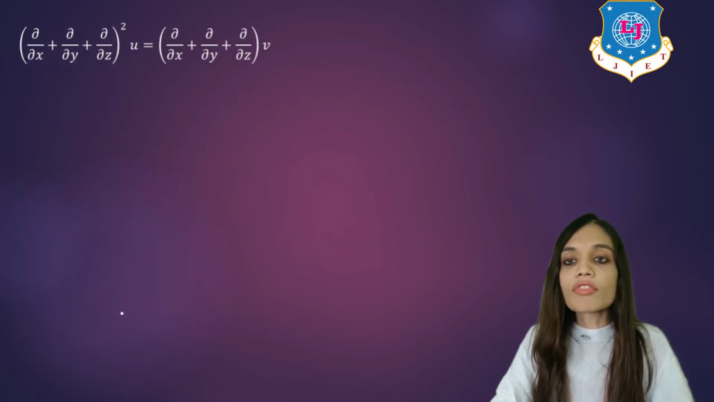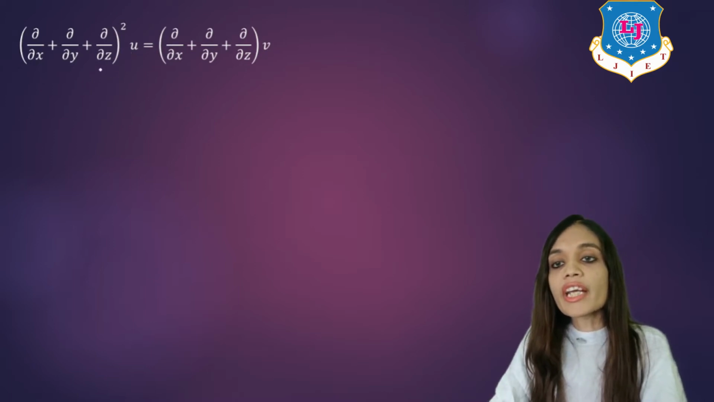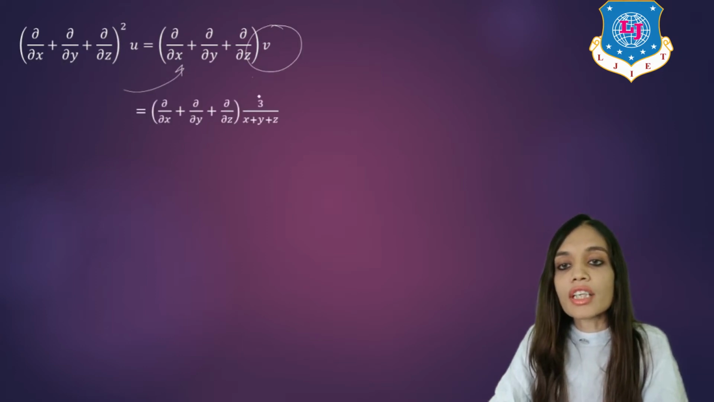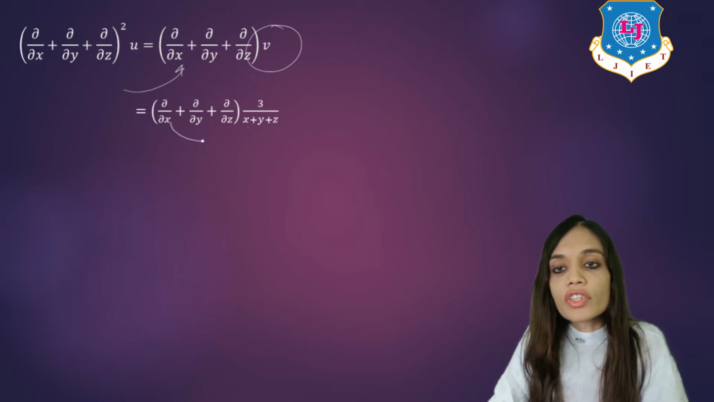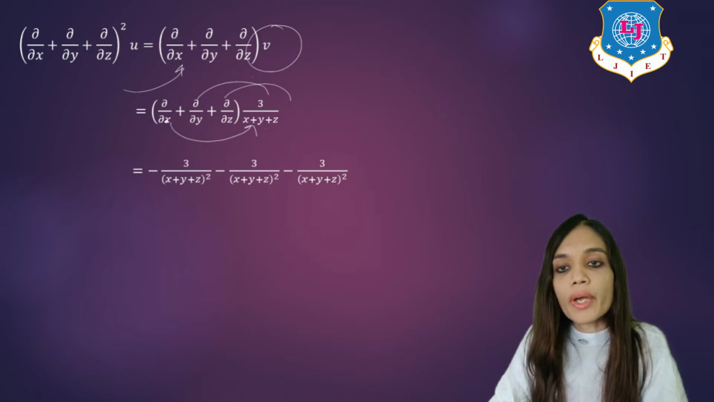Now again we'll begin with our LHS, which is (del by del x plus del by del y plus del by del z) whole square into u, which was simplified as (del by del x plus del by del y plus del by del z) into v. Now put the answer of v, which is 3 upon x plus y plus z. Now what we have to do? We have to do the derivative of this term with respect to x, y and z. So let us do the derivative firstly with respect to x.